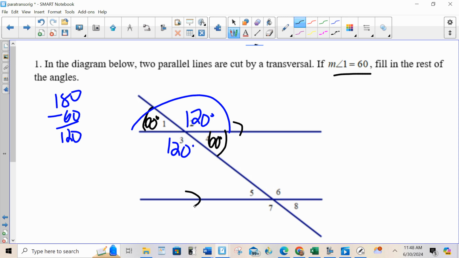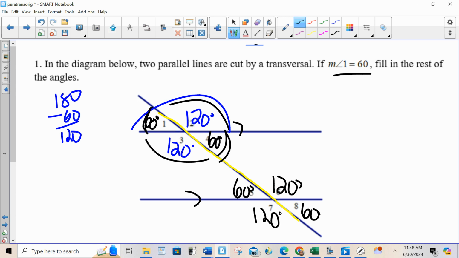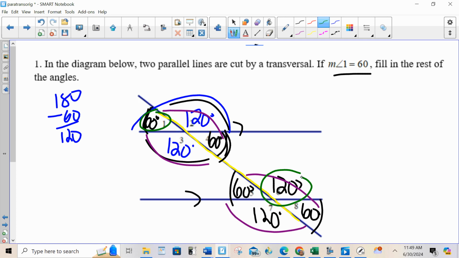But what is new is if these lines are parallel, not only are all of these angles 60 and 120, but if I follow the transversal to where it hits the other parallel line, those 4 angles are going to also be 60 and 120. So all the acute angles are going to be 60, and all the obtuse angles are going to be 120. So in this picture, once I have one angle, I have all 8. All the acute angles are going to be the same. All the obtuse angles are going to be the same. And if I take any acute angle and any obtuse angle, they're going to add to equal 180.